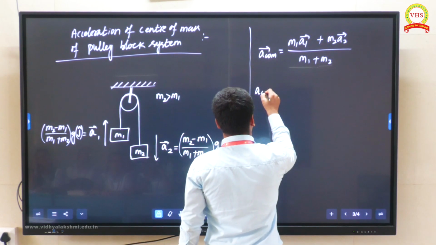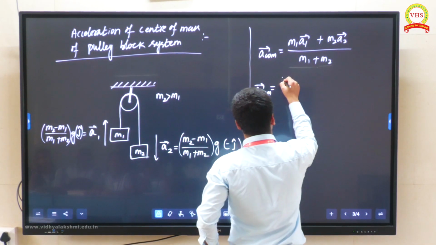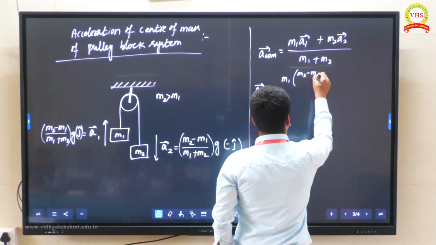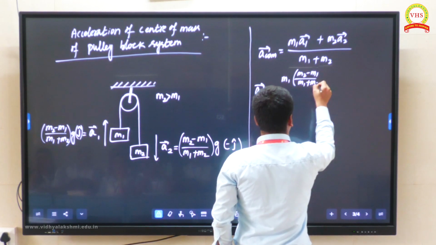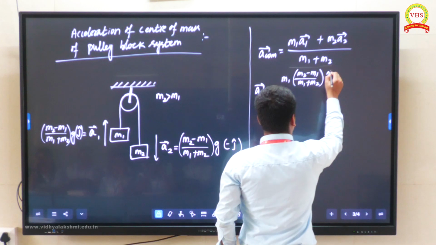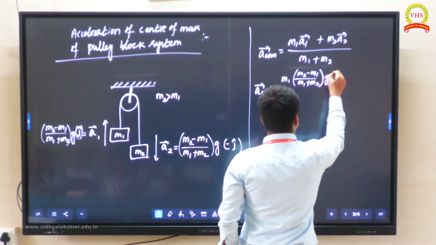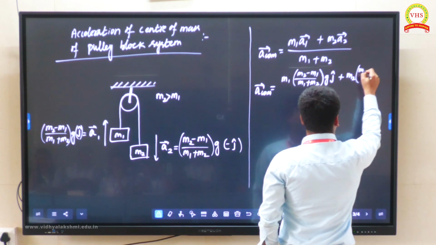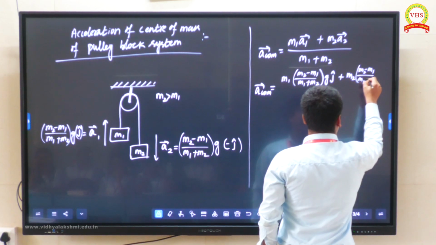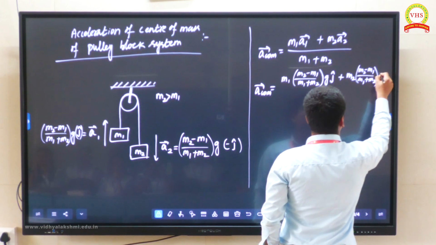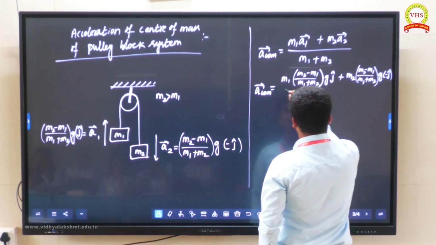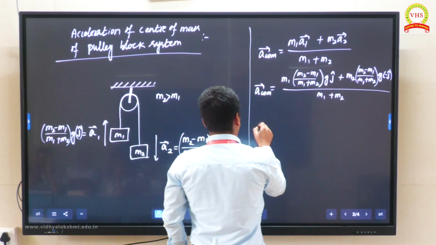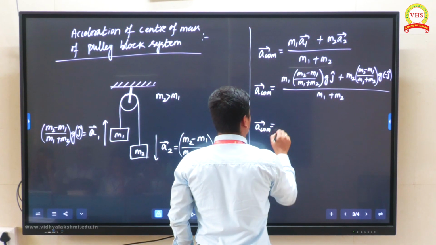Now substitute these values. Acceleration of center of mass: M1 times, what is A1? Tell. A1 is M2 minus M1 divided by M1 plus M2, into g into j cap, plus M2 times, what is A2? M2 minus M1 divided by M1 plus M2, into g into minus j cap, all divided by M1 plus M2. Now, what can I write for the acceleration of center of mass?